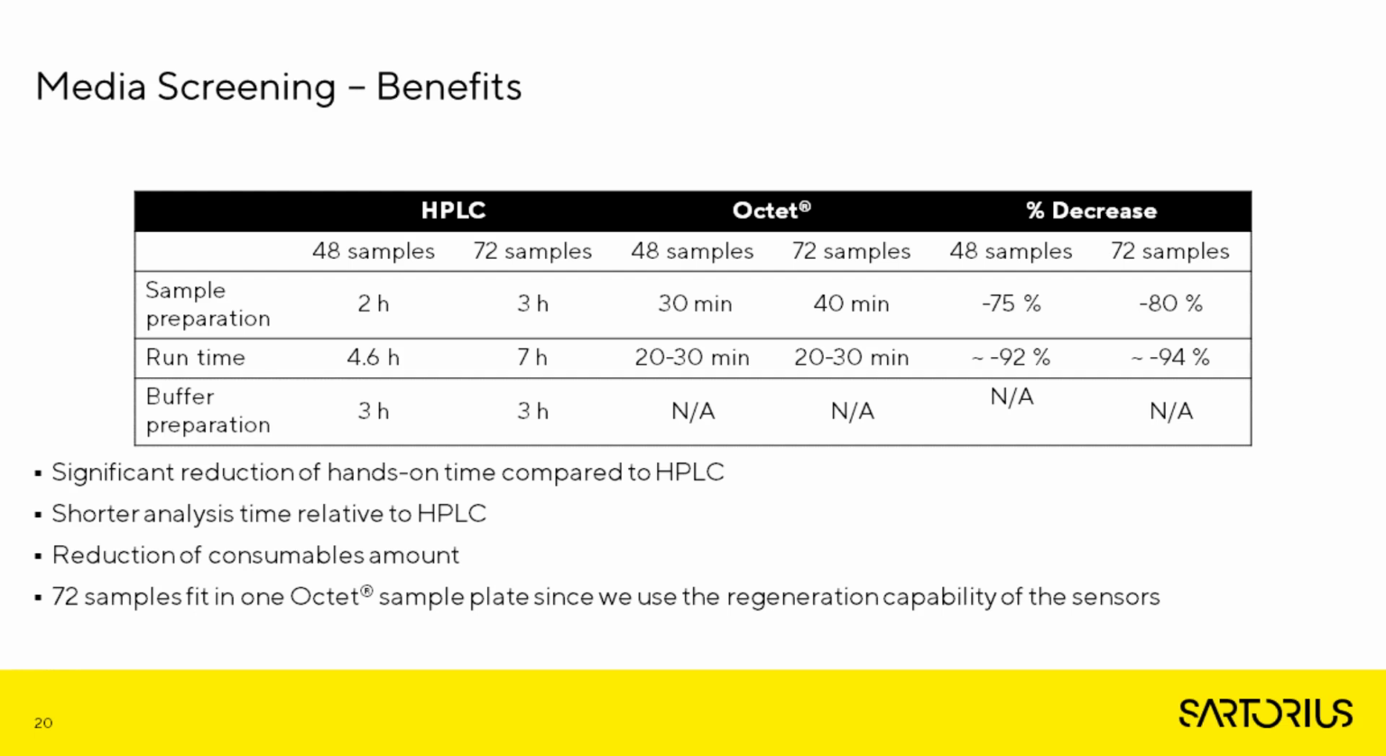Coming to the main benefits of the octet analysis when subsequently done after an EMBER-15 run, we can remark a significant reduction of hands-on time compared to HPLC, with a decrease of 75 or 80%. Another point is that the analysis time can be reduced by more than 90% in relation to HPLC. And last but not least, there is a reduction of consumables and above all, there is much less buffer and no buffer preparation needed. And to further reduce costs, the biosensors can also be reused during a measurement of a 96-well sample plate, which leads to a sample amount of 72 samples per plate.